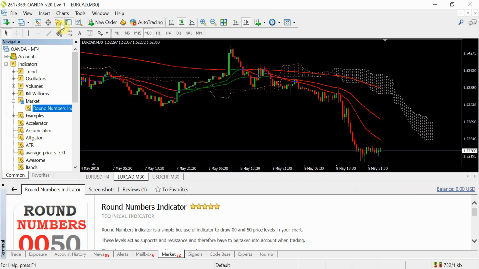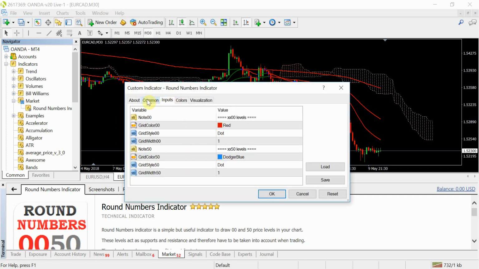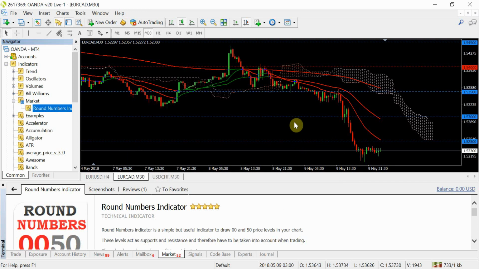And you will see it inside your navigator section. To get your navigator up, you press the folder and star sign, and then within the indicators folder you will now see a market section, and then all you do is drag it onto the chart. There are various inputs, but I'll be honest, I don't really touch them. It does the 00 level and the 50 level, and what you will see here is for every 00 level or 100 level, it will put a red line, and for every 500 level, it will put a blue line on there. So you can see here.